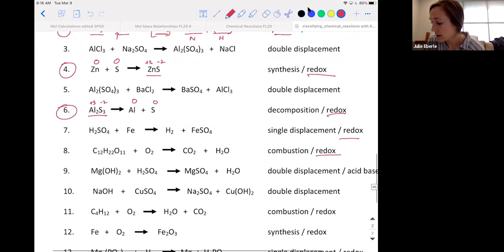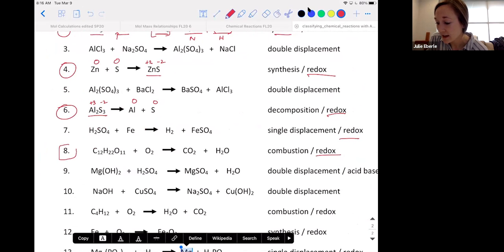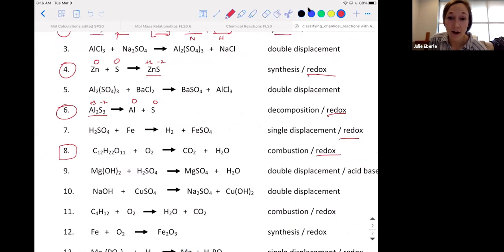Are there any others? I will tell you another one that's really hard with the redox is combustion reactions. They are also redox, but when you get down in the weeds of that, it's very hard. That's why I didn't ask you on these what's being oxidized, what's being reduced. I just said, is it redox or not? Can you tell charge is changing?